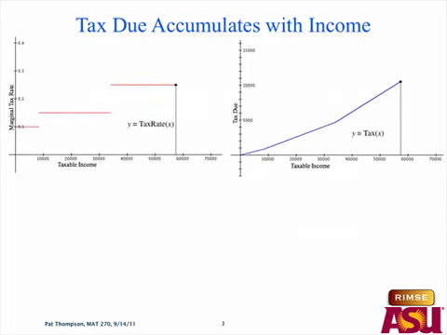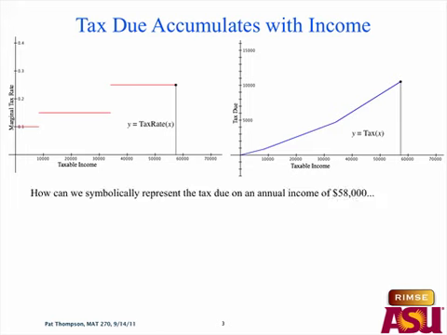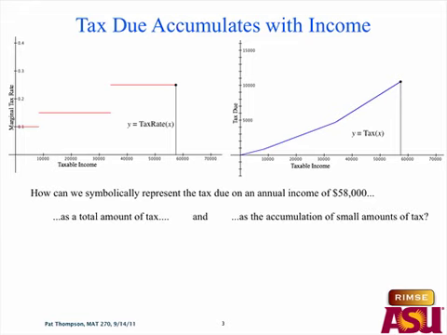Okay, so this is familiar, right? We've got the marginal tax rate function, and we've got the tax due function. So this is, say, for someone who, by the end of the year, has earned $58,000. So their annual income is $58,000. They make that last dollar, say, on December 31st. So we want to talk about symbolically, how can we represent that amount of tax due? The amount of tax due on an income of $58,000, we can think of it 2 different ways.